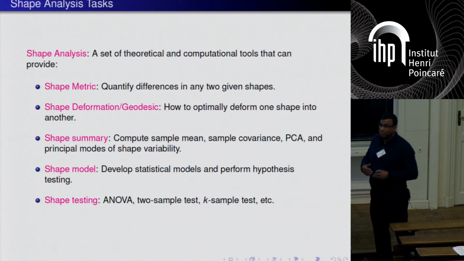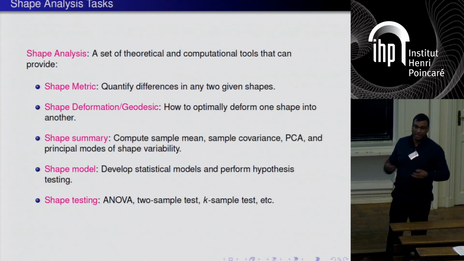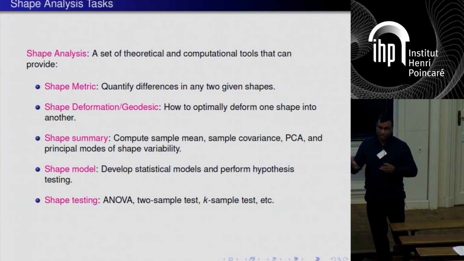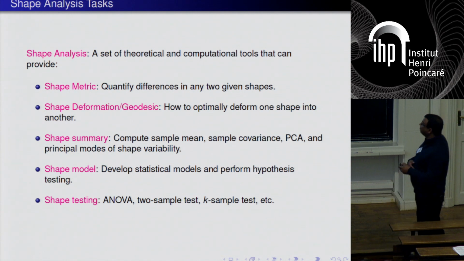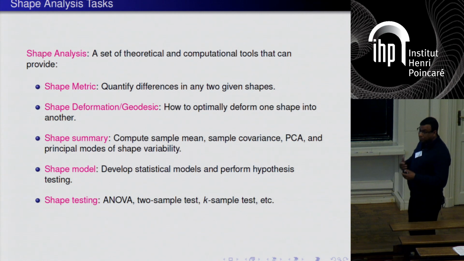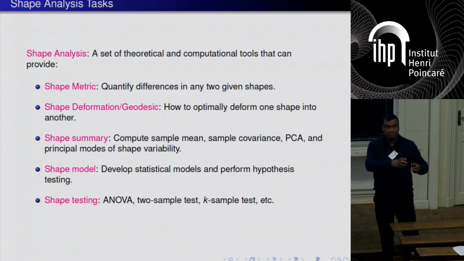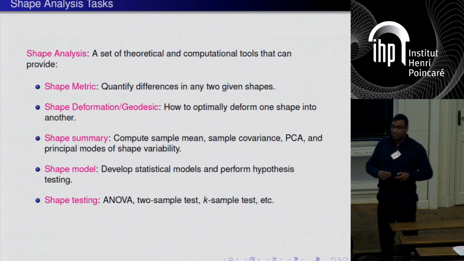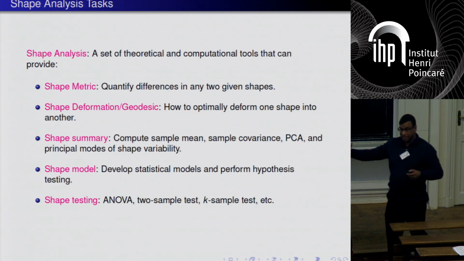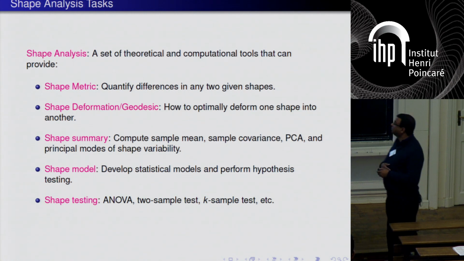I want to summarize what people do typically in shape analysis. At the very least, one wants to come up with a way of comparing shapes. Some metric which says, here is a quantification of how different two shapes are. So one develops shape metrics. We talk about shape deformations, optimal deformations, how to take one shape and deform it into another shape. If you're taking a Riemannian approach or a metric-based approach, then you talk about geodesic paths between shapes.